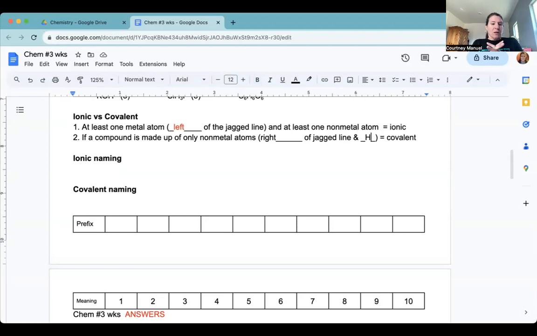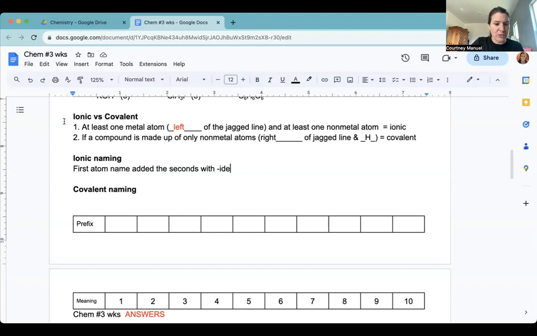Okay. How to name something that is ionic. We're going to write this in. Now, this is also in your text. I make these worksheets to synthesize the information. Okay. How you name an ionic compound is you take the first atom's name, and then you add it to the second atom's name with an ending of "ide." That's it. So let's do an example.